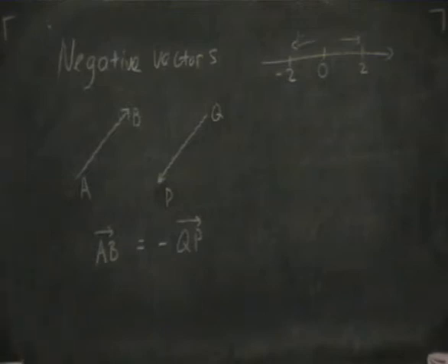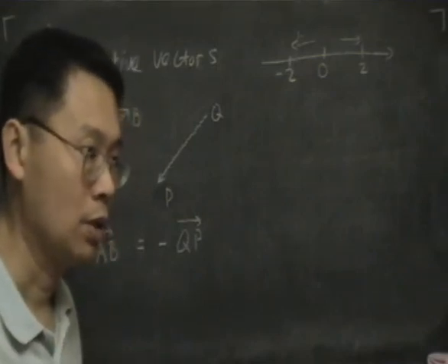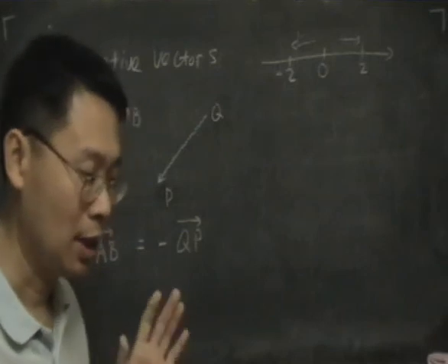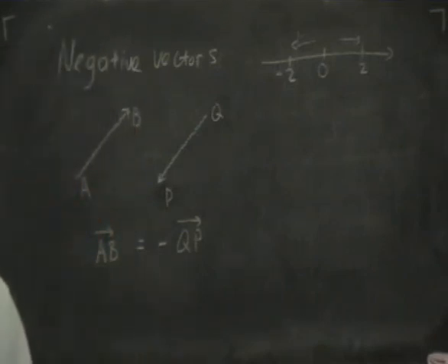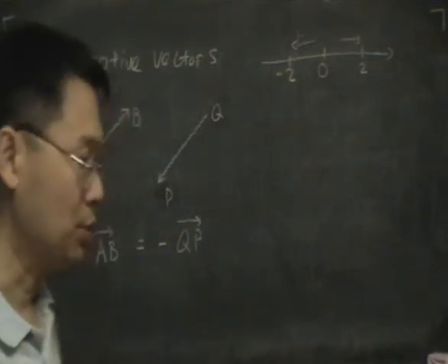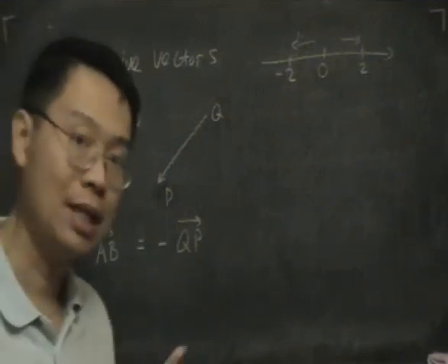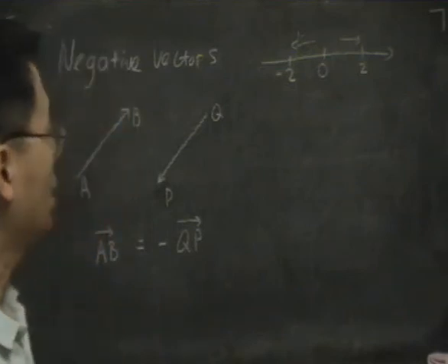Now I'm going to go back a little bit to the idea of resultant vectors again, the idea of adding two vectors. Now I have talked about how to add two vectors using the triangle law of addition. Now there is another way to think about how to add two vectors.